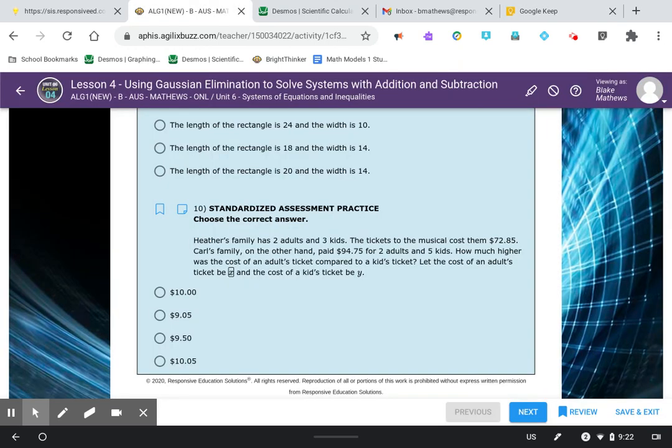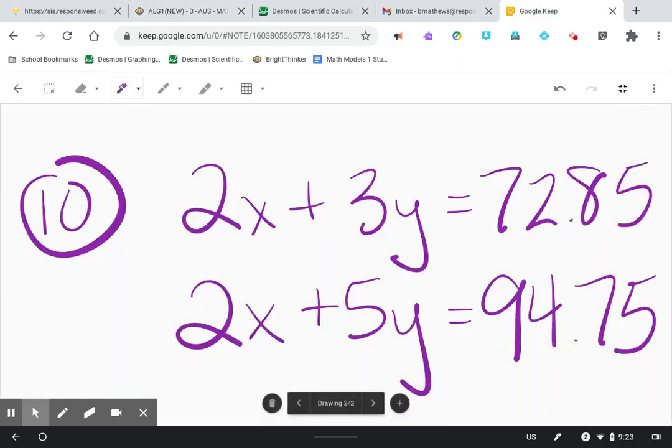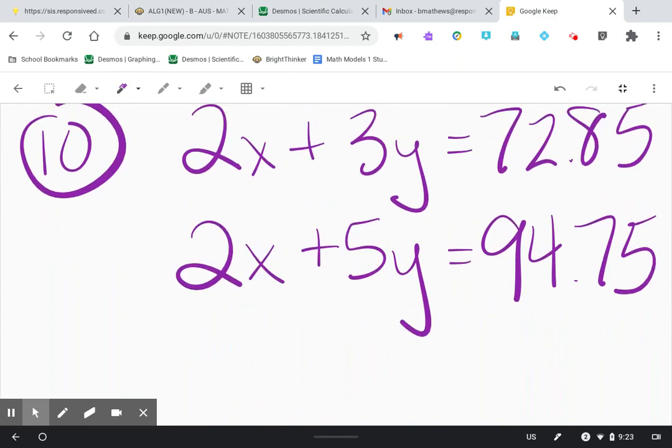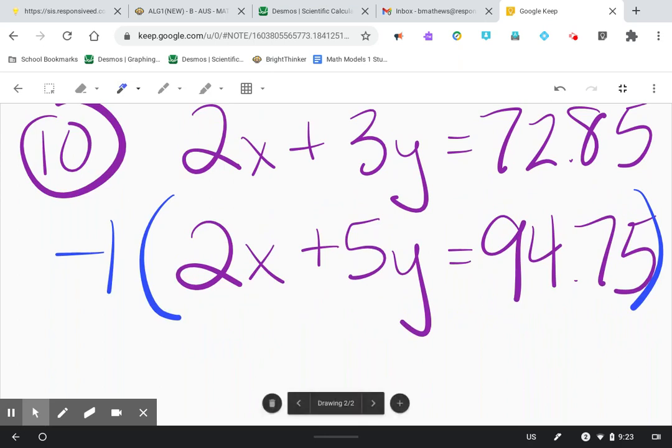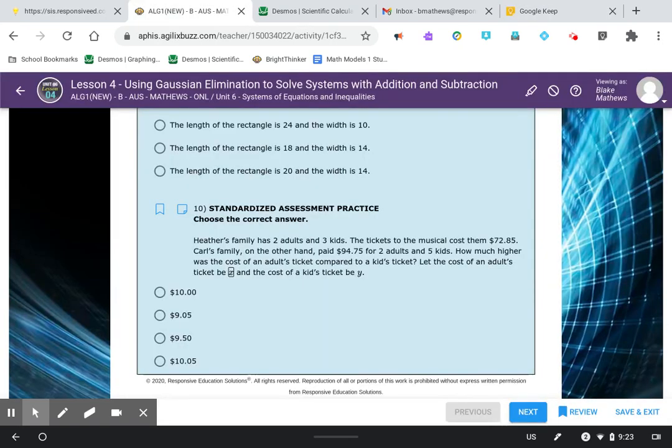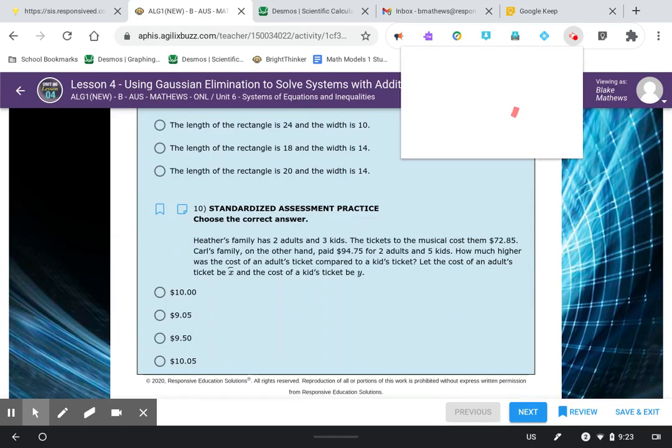What is the cost of an adult's ticket? How much higher was the cost of an adult's ticket compared to a kid's ticket? So we need to solve for x and for y. So I'm going to get you started on this. You need to multiply this equation times -1 so that you can cancel out the 2's. Then you'll solve for y and go through the process just like you did. Don't let the decimals intimidate you. Same exact process that we've been doing, but there are your equations for number 10 just to give you a start on that. That is the end of our lesson 4 video.